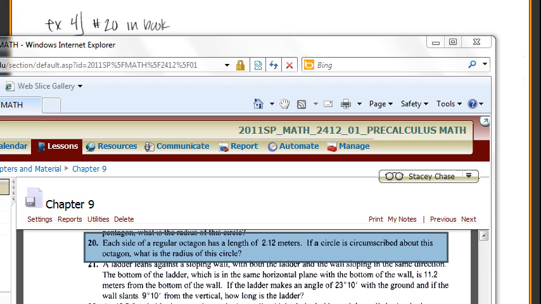Each side of a regular octagon, a figure that has 8 sides, has a length of 2.12 meters. If a circle is circumscribed, meaning it goes around the outside and hits every vertex, what is the radius of the circle? We're going to draw an octagon, put a circle on the outside, and each side of the octagon is 2.12 meters.